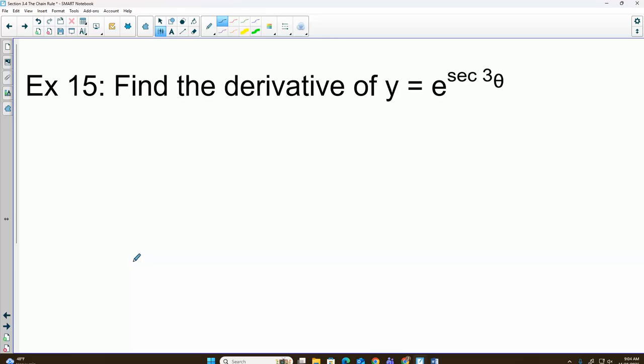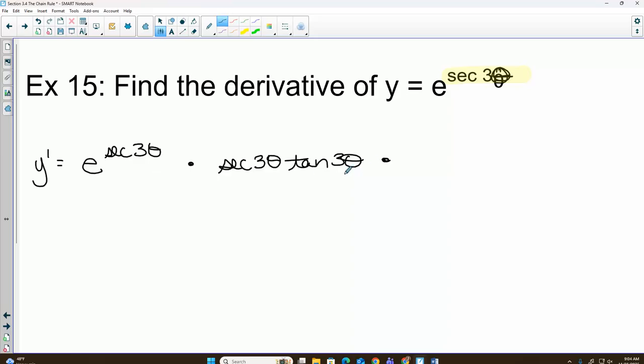Last problem for today. I'm not sure why my theta kind of dropped down there, but it's e to the secant 3 theta power. So derivative of e to the power is e to the power, times the derivative of that exponent. So what's the derivative of secant? Secant tangent. Secant 3 theta, tangent 3 theta.